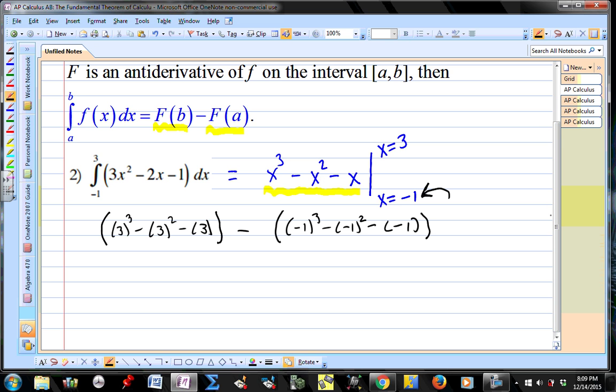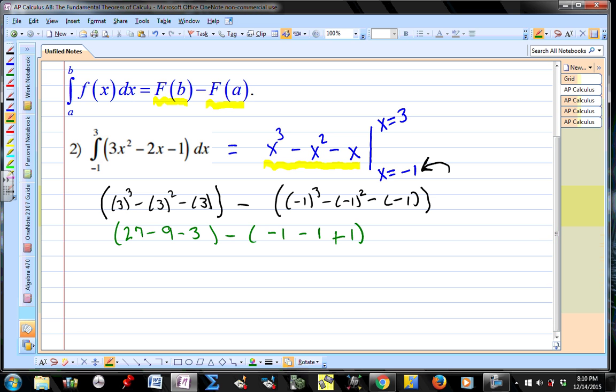So now let's just simplify. Let's evaluate, see what we get. This is going to be 27 minus 9 minus 3 minus negative 1 minus 1 plus 1. Let's see, 18 minus 3 is 15. Negative 2 plus 1 is negative 1. 16 is the value of this antiderivative.